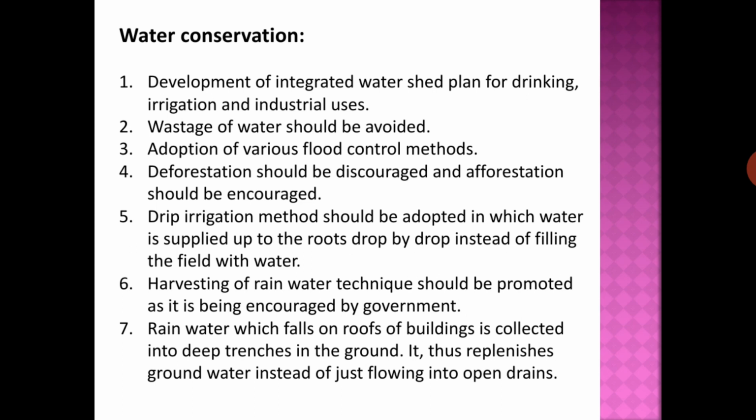Next, adopt various flood control methods. If floods increase because of deforestation, that also causes loss of water. That is also a reason for loss of water. So we have to adopt various methods to control floods. And deforestation should be discouraged. We have to avoid deforestation.